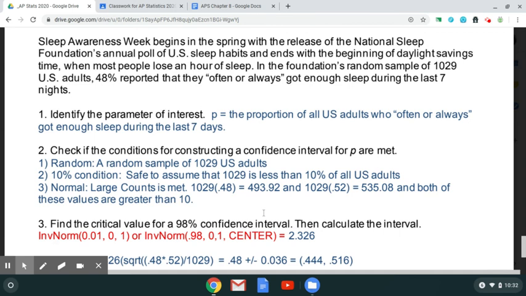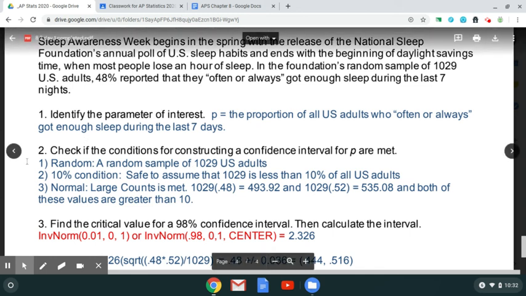All right, so your parameter of interest is going to be the proportion of all U.S. adults who often or always got enough sleep during the last 7 days. The conditions, a random sample of 1029 adults was selected. So check, this condition has been met. 10% condition, it is safe to assume that 1029 is less than 10% of all U.S. adults, so the 10% condition has been met.